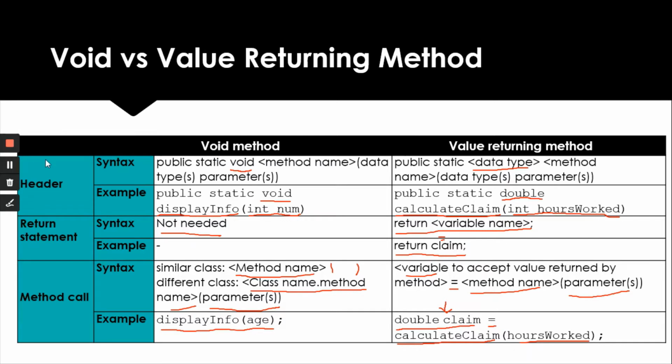So this is for ordinary variables. You are working with a method with an ordinary variable or parameter. In the next slide, I will show you how to send an array as a parameter.